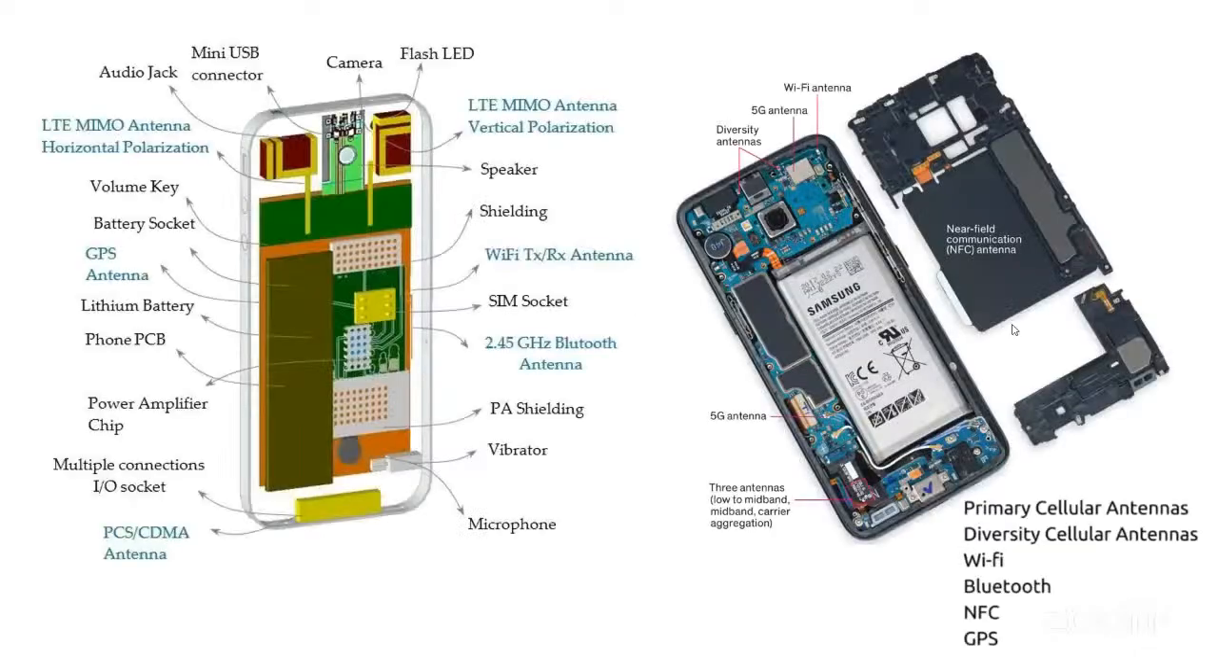This is a typical picture of a smartphone, where you can see the antennas highlighted in blue on the left side. You have a GPS antenna, an LTE MIMO horizontal polarization antenna, an LTE MIMO vertical polarization antenna, a Wi-Fi transmit receive antenna, a 2.5 GHz Bluetooth antenna, and a PCS CDMA antenna if it supports that particular band. These are the bare minimum number of antennas available in any mobile phone.